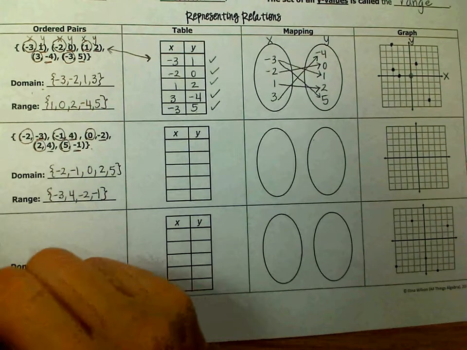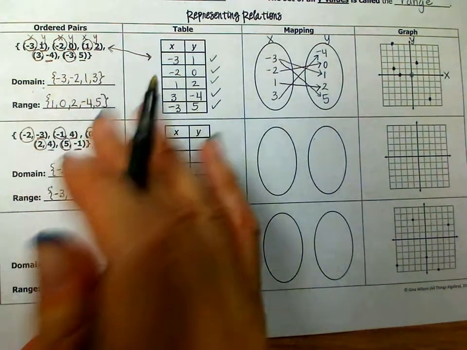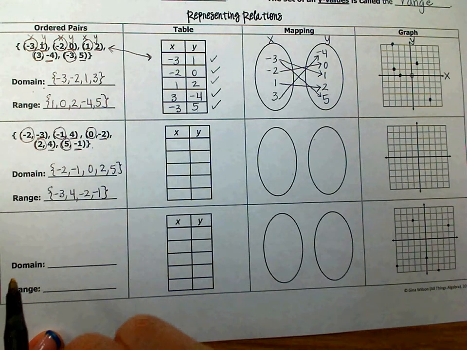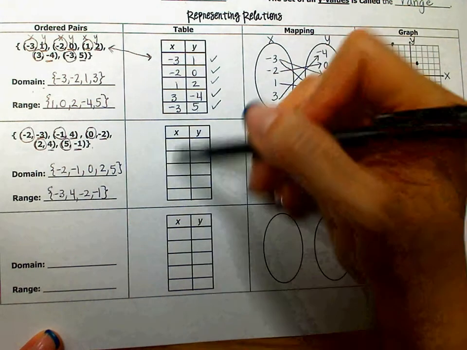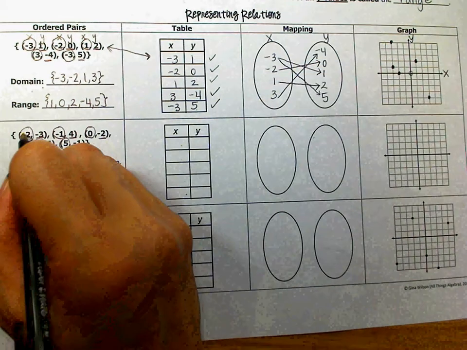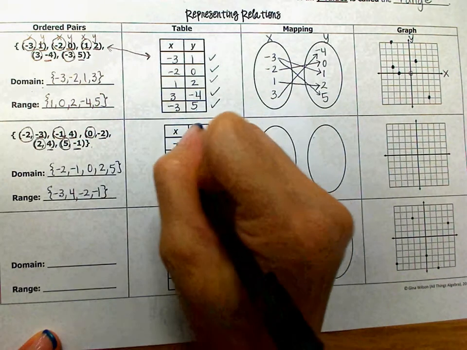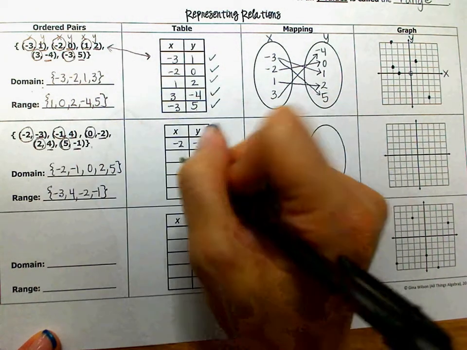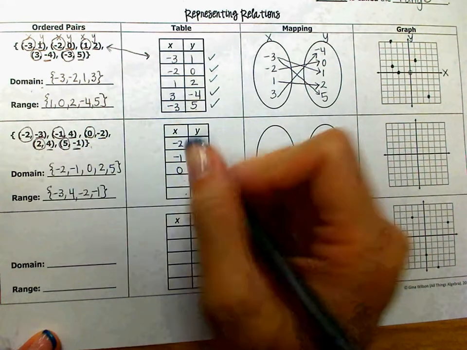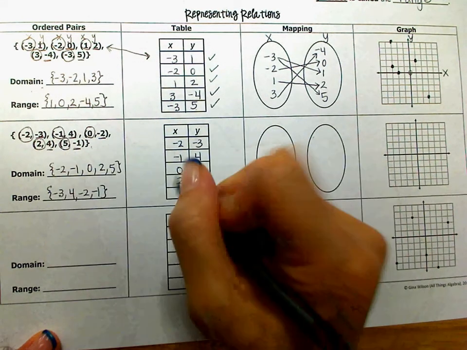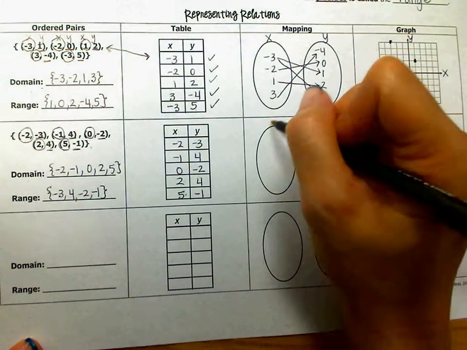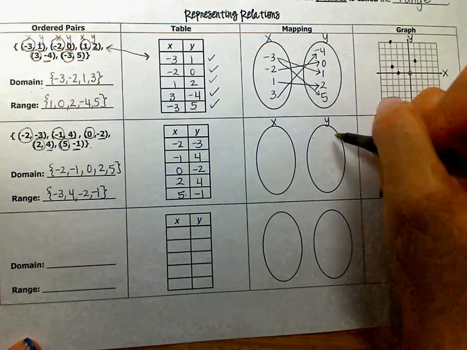Okay. All right. So now again, pause the video and see if you can do the table, and then unpause to check. All right. So this table should have 5 values because there's 5 values here. So I'm going to put -2, which is paired with -3 right here. Then -1 paired with 4. Then 0 paired with -2. Then 2 paired with 4. Then 5 paired with -1, and done. Pretty easy.